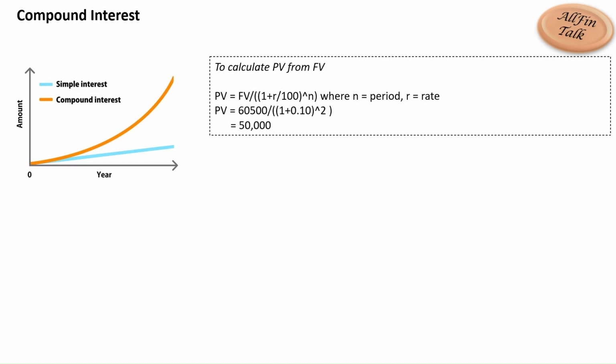We may also be asked to calculate the present value from future value. So we just tweak the formula a little. So present value is future value divided by 1 plus R by 100 to the power N. So when we calculate future value from present value, we multiply 1 plus R by 100 to the power N with present value. And when we calculate present value from future value, we divide by 1 plus R by 100 to the power N with future value.